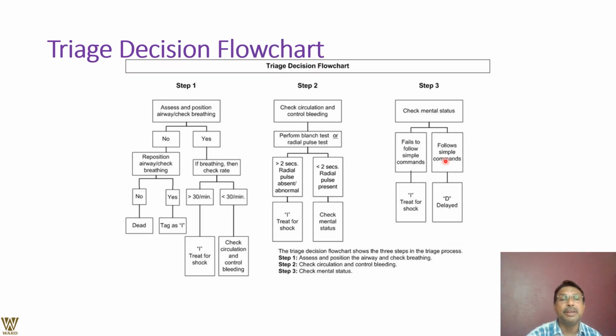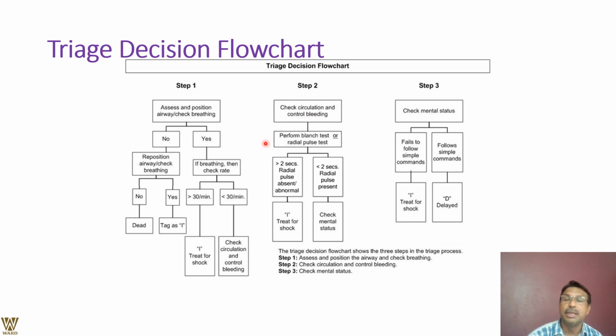The triage decision is simple. If you look into it, assess the position and always check the breathing. If there is no response to the airways, what can be assumed? If there is no response, the victim might be dead, or if responding, you need to tag as immediate, or I. If breathing, then check the pulse rate, right? If it is above 100, or the breathing is more than 30, tag I, or immediate. If it is less than 30, it can wait for delayed treatment.